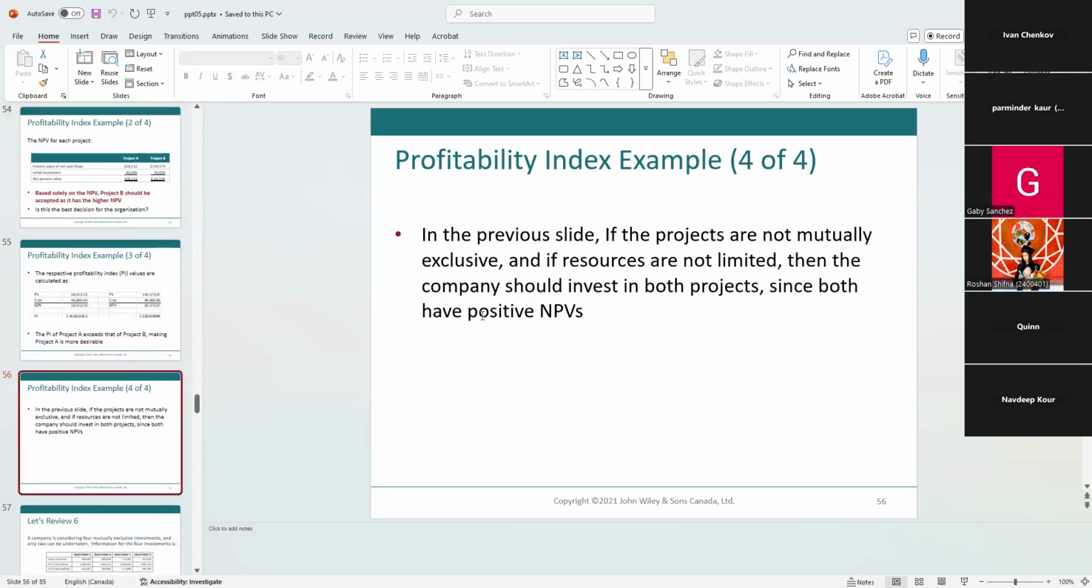If the projects are not mutually exclusive and if the resources are not limited, then invest in both. But if you have only one option to invest in one project, then invest only in the first one.